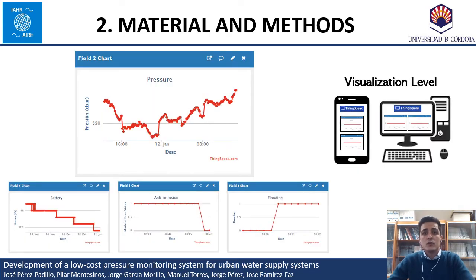The system allows data consultation from any device with Internet access through its website. This facilitates data-based decision-making for the staff in the office and for maintenance personnel. The system emails a warning when anomalous system performance occurs. This ensures a quick response from the water service staff. In addition to the water pressure measurement, the battery of the measuring device is monitored. The electronic components of the device are placed in a waterproof register box with an anti-intrusion and flooding sensor.